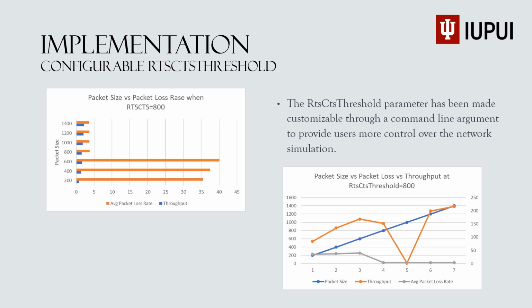Configurable RTS-CTS threshold. The RTS-CTS threshold parameter has been made customizable through a command line argument to provide users more control over the network simulations. This improvement gives users the ability to change the RTS-CTS threshold value to suit their unique simulation needs.